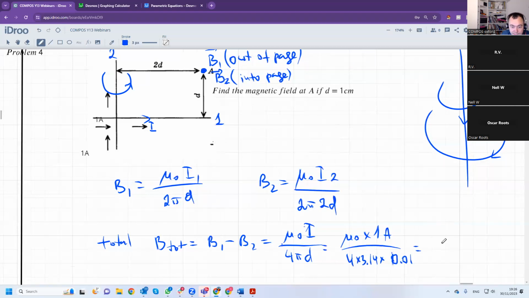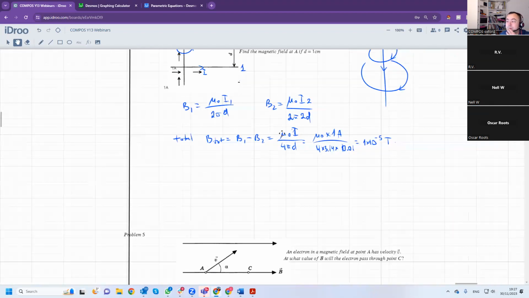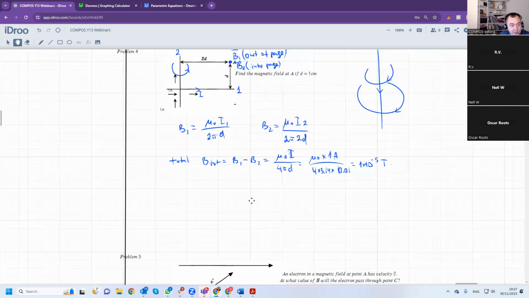So the answer is 1 times 10 to the minus 5 Tesla. That's the total field. Okay, very, very weak. Roughly the same as the magnetic field of the planet Earth.